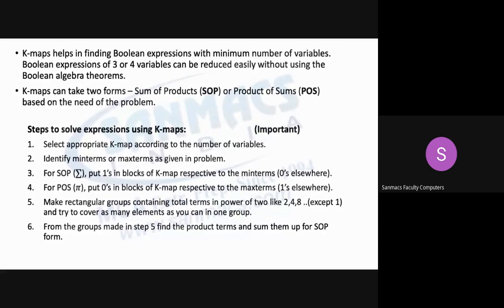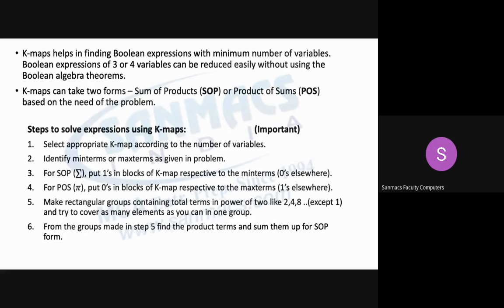So now let's take a look at the steps that are involved in solving expressions using K-maps. The first one is to select the appropriate K-map according to the number of variables. This is based on the number of variables that we are given in the question. So it could be either 2 inputs, 3 inputs, or 4 inputs.